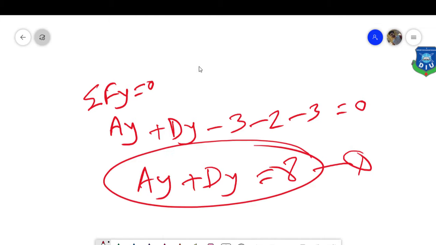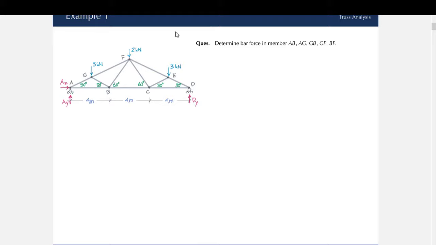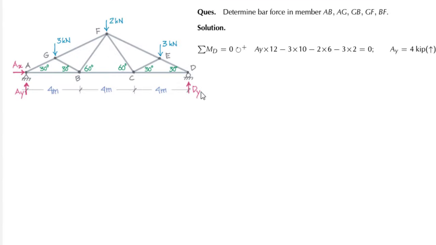Now you have to apply the third formula, and that is summation of M at any point equals 0. So let's take moment at point D. If you take moment at point D, what will happen? As Ax equals 0, I'm ignoring it. Let's talk about Ay. The direction of Ay is upward, that is why at point D, Ay will produce a clockwise moment. So let's take the clockwise direction as positive.